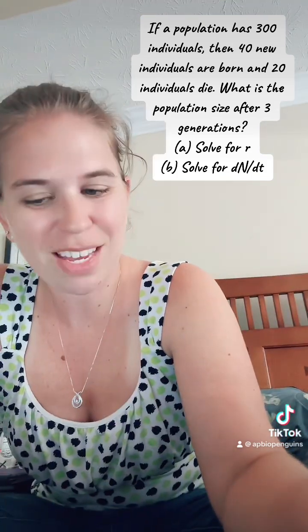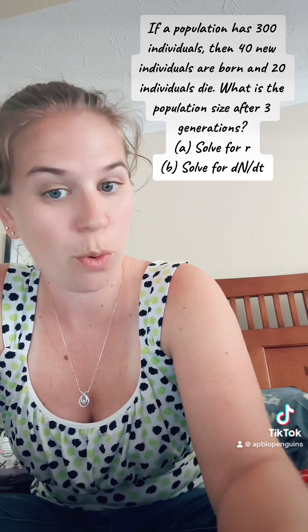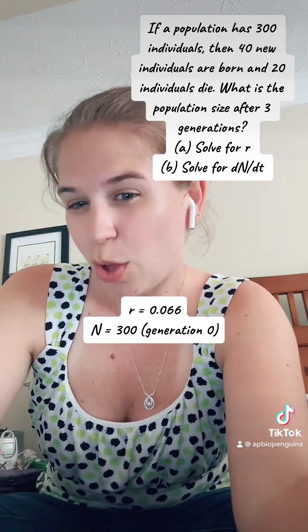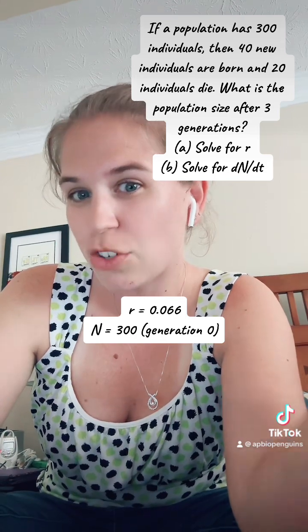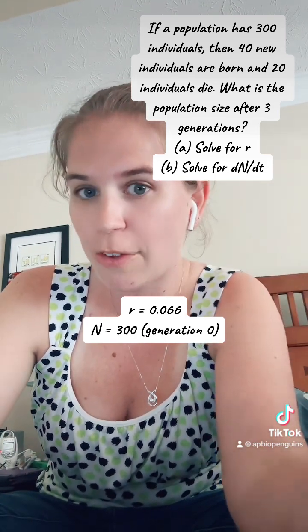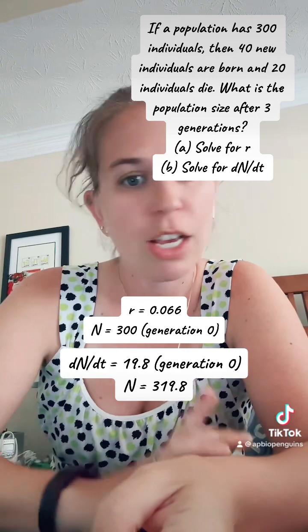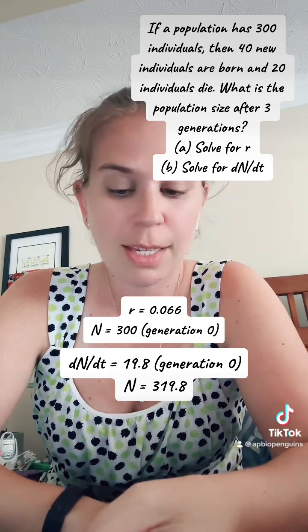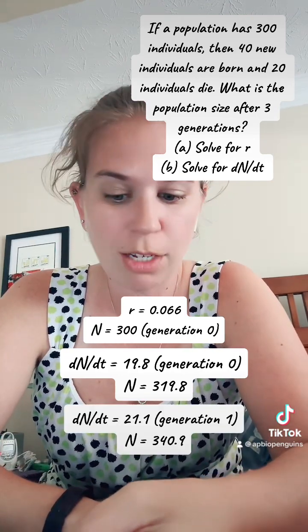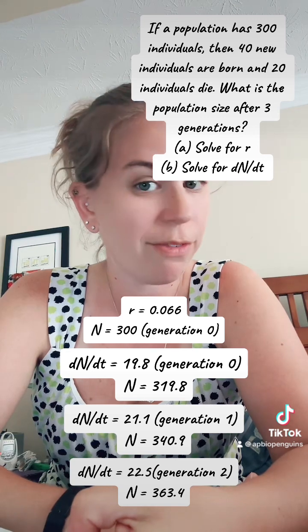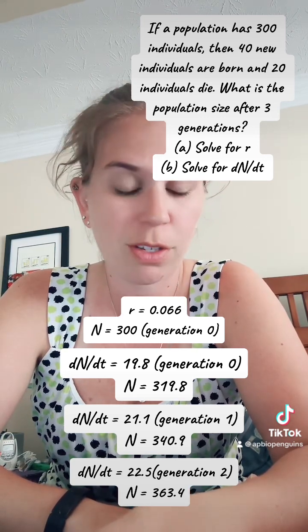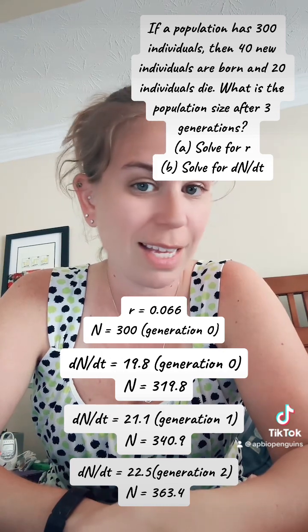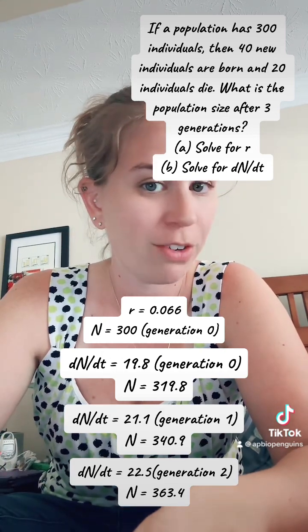So the answer is 363.4. I only know the long way to do this, so I actually will do it in stepwise format. I go through each r times N. After the first generation, it grew 19.8. The second generation, it grew 21.10. And the third generation grew 22.5. And so that would have given me 319.8 for the first, 340.9 for the second, and then gave me the grand total of 363.4 for the final.